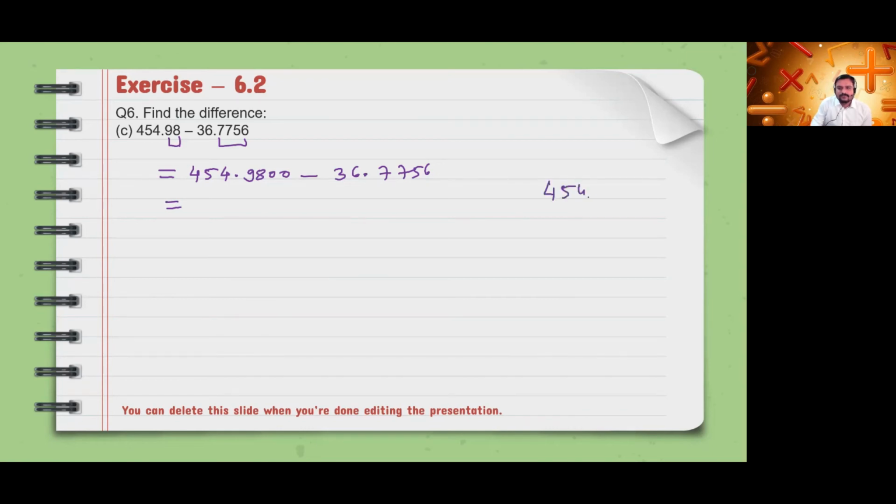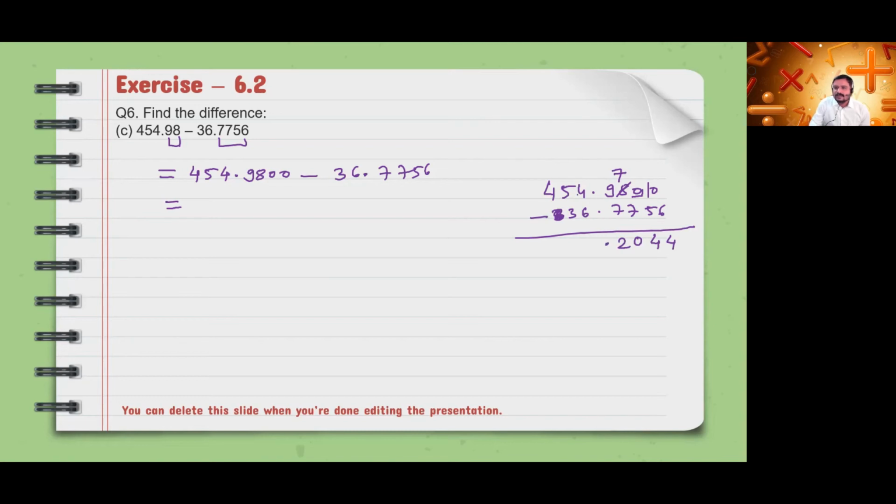So 545.9800 minus 36 will come here. Okay. Below this 5, 3 will come, and below this 4, 6 will come. 0.7756. 0 minus 6 we cannot do, so we will have to borrow here. This will become 7. Here it will become 9 and here it will become 10. So 10 minus 6 is what? 4. 9 minus 5 is again 4. 7 minus 7 is 0. 9 minus 7 is 2.